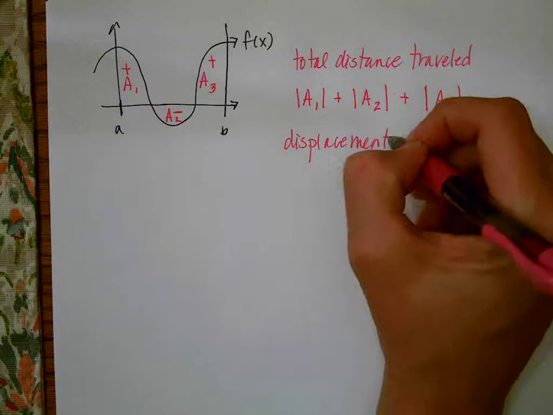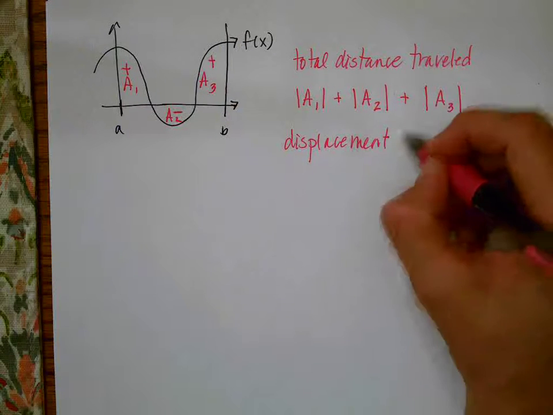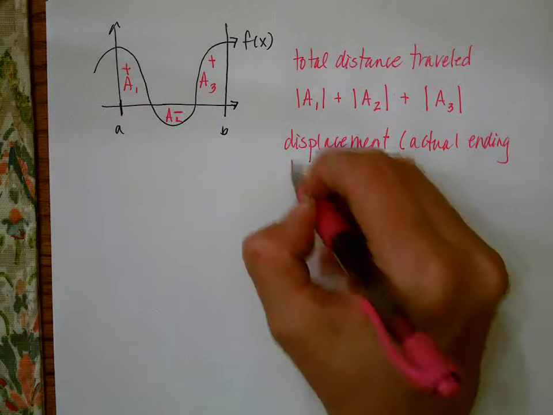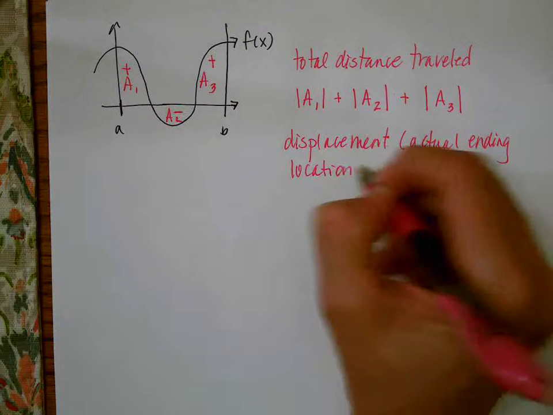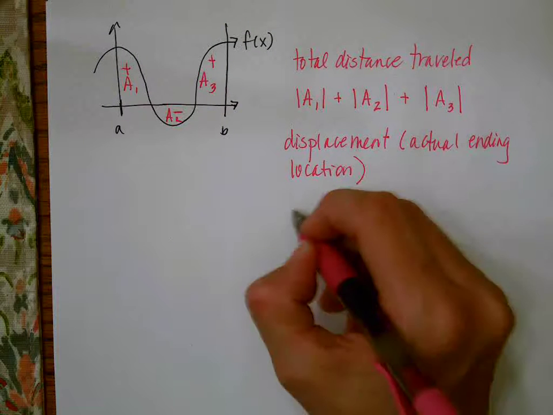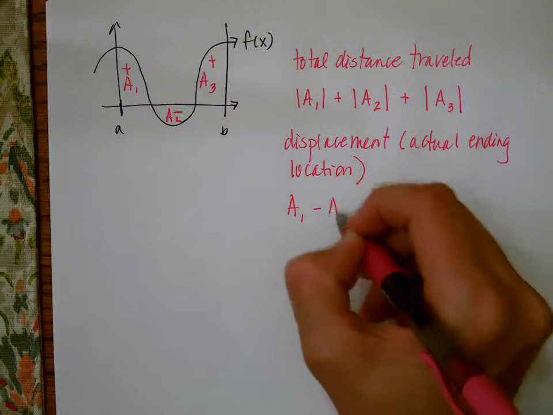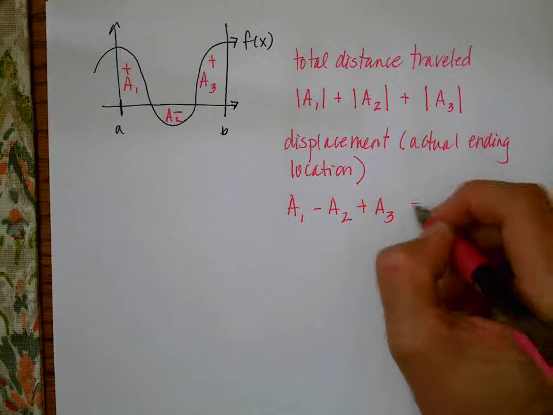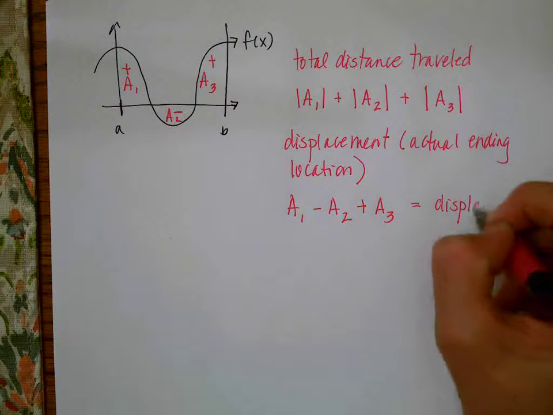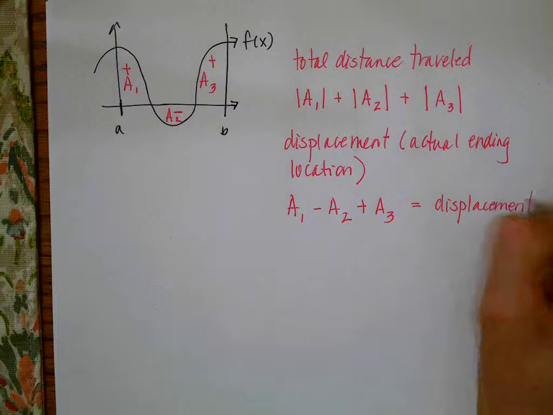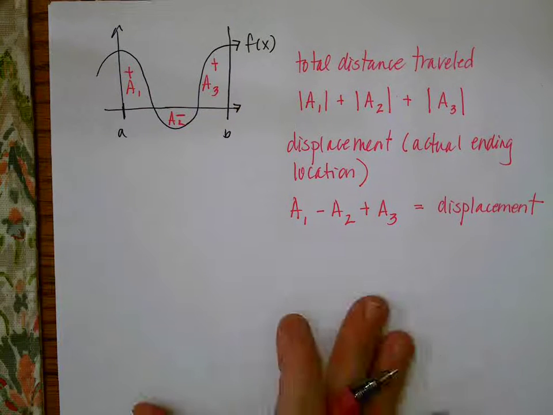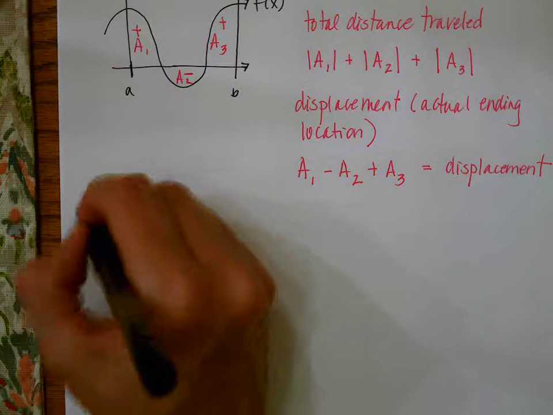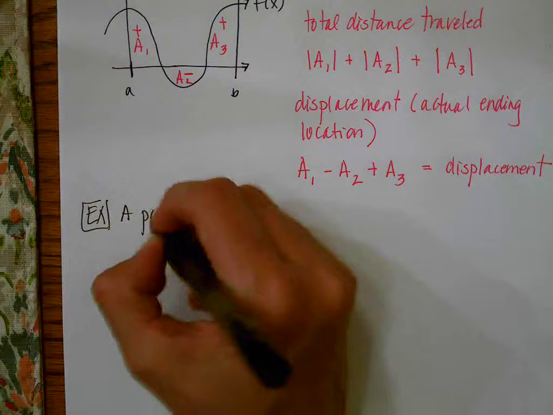On the other hand, the displacement is where do I actually end up. So it's my actual ending location. Then if I were doing that with my areas, it would be the first area minus the second area, since it's negative, added to the third area, and then that would be my displacement. So displacement means if I start in one place, where do I end up? All right, so now let's do this algebraically with some lovely calculus.